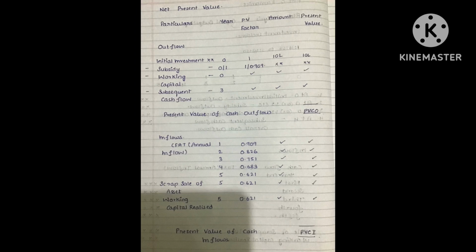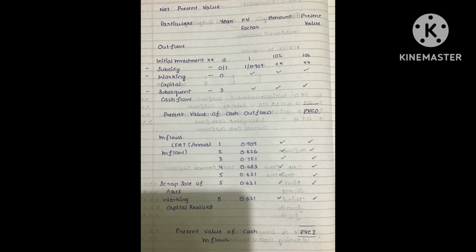So let's start with outflows. Initial investment, as the PV factor is 1, will be, suppose, 10 lakhs into 1, which is 10 lakhs, and subsidy, if it is multiplied with PV factor, it can be 1 or 0.909. As we have discussed, the subsidy can be received at the initial year or at the first year end. So based on that, we'll get present values of cash outflows, and in the same way we'll get the present value of cash inflows.